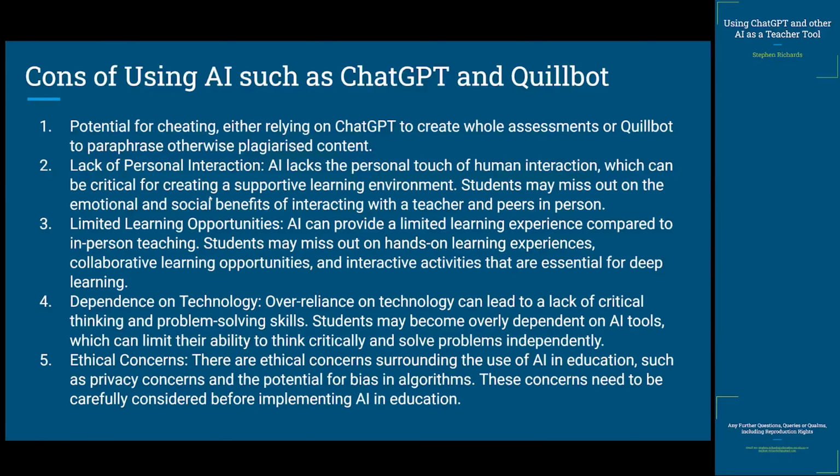the end. Now, I wouldn't be silly enough to think that with new technology that students are going to use it completely positively. So there definitely are some cons for using these sorts of AI. The first one, and probably the most important, is the potential for cheating, which is either relying on ChatGPT to create whole assessments or for Quillbot to paraphrase, otherwise plagiarize content. We do also have a lack of personal interaction, so potentially that AI lacks the personal touch of human interaction, which can be critical for creating a supportive learning environment.